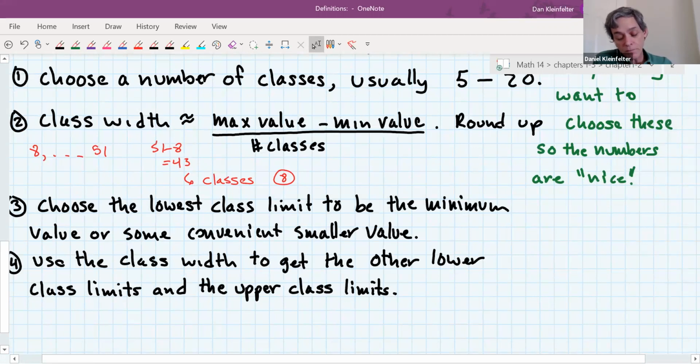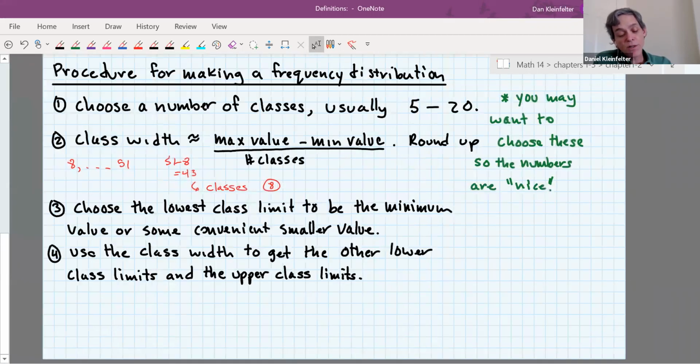Okay. You might want to choose the number of classes so that these numbers end up being nice or convenient or easy to work with in some way. Okay, choose the lowest class limit to be the minimum value or some other convenient smaller value. You might want it to start at 0 or some multiple of 5, or you may just want to use the minimum value. Okay, use the class width to get the other lower class limits and the upper class limits.